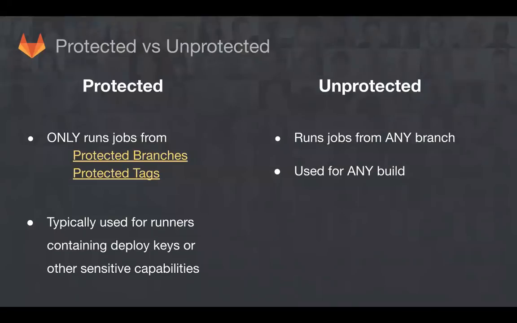Additionally, you can protect runners from revealing sensitive information. Whenever a runner is protected, the runner picks only jobs created on protected branches or protected tags and ignores other jobs.